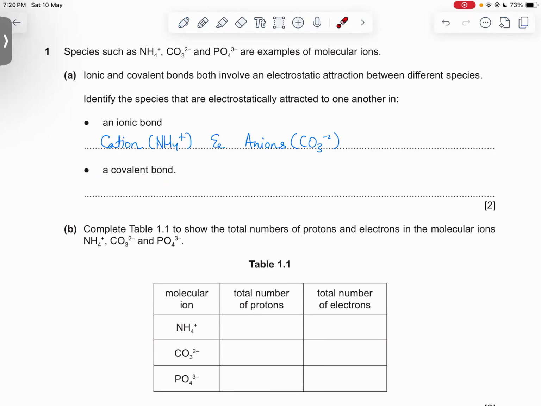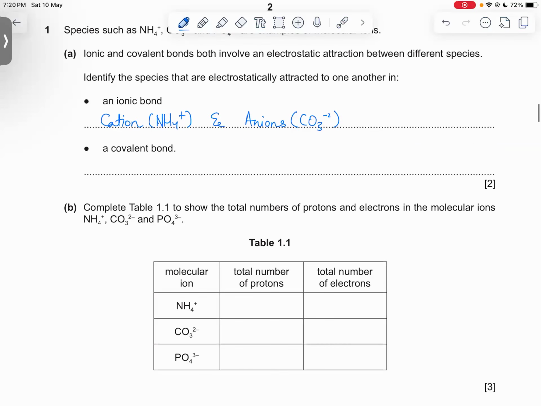Now in the above situation, how can you identify the covalent bond? So the covalent bond would be between the atoms of the same ion, like the nitrogen and hydrogen, they are joined by covalent bonds. The carbon and oxygen, they are joined by covalent bond. The phosphorus and oxygen, they are joined by covalent bond. And on what basis are they joined, or what is the covalent bond? It is the shared pair of electrons between the two nuclei, right?